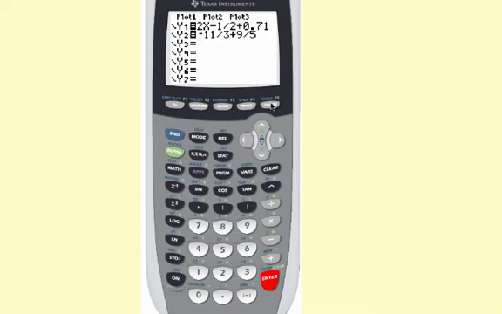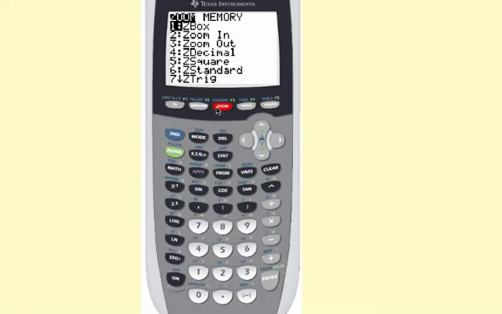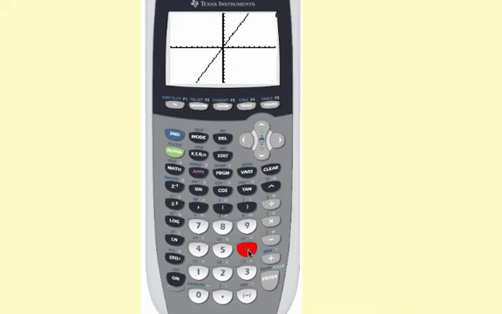Okay, now let's look at the graph. Well, there's not really a lot to see here, and I can't really see any negative values. I'm wondering if the window is all kind of messed up. So I'm going to do zoom, and then zoom 6, ZStandard. That's a standard window. That's a good place to put your window to. Let's see what that does.